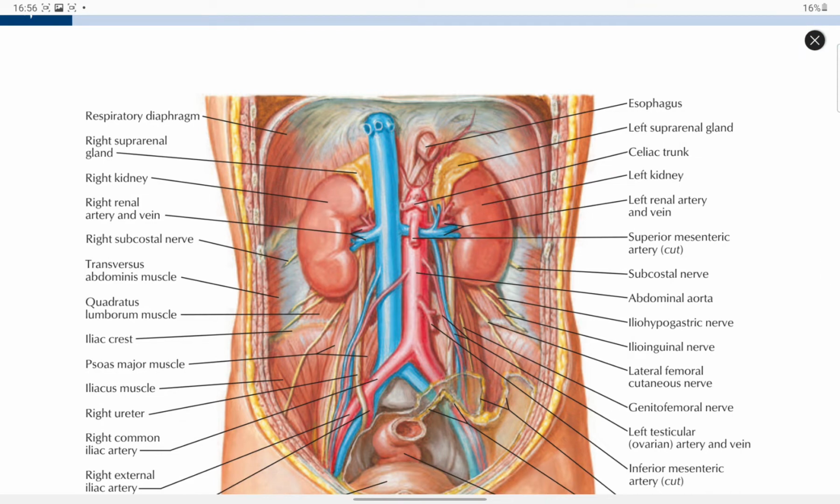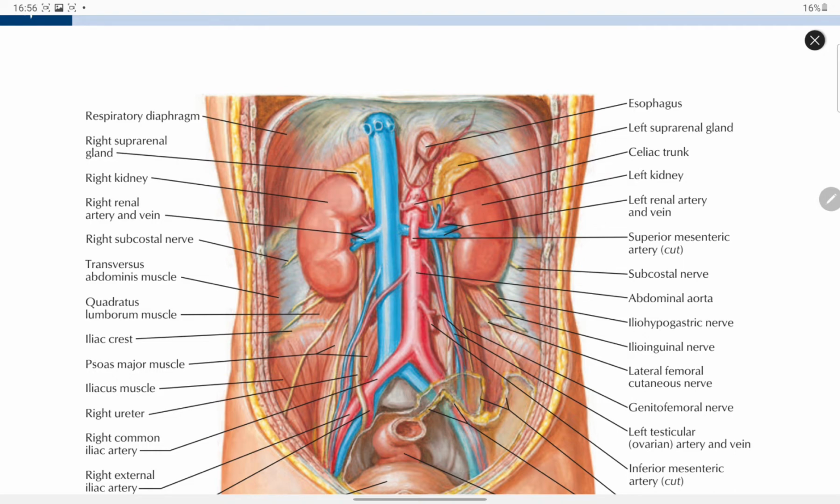Now about the relations of the kidney. First I will talk about the relations which are common to the two kidneys. The upper pole of the kidney is related to the suprarenal gland. The medial border: this is the hilum of the kidney. Above the hilum it is related to the suprarenal gland, and below the hilum it is related to the ureter.